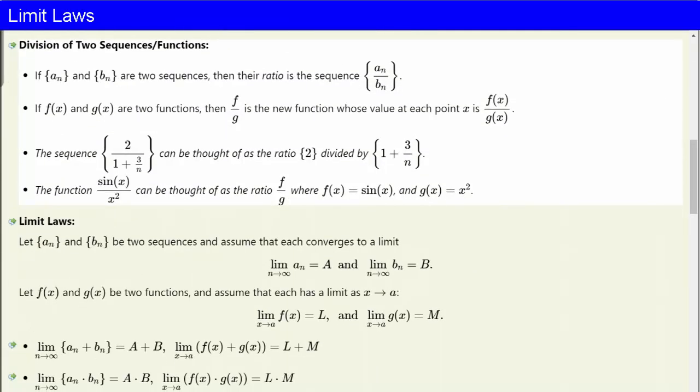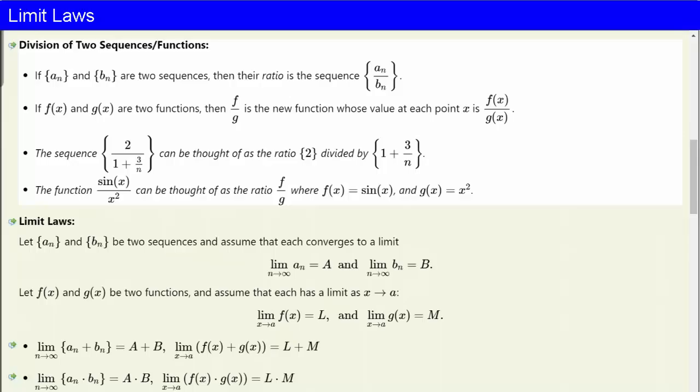Finally, division is defined in what by now should be the obvious way. If a_n and b_n are two sequences, then their ratio is the new sequence whose nth term is a_n over b_n. If f(x) and g(x) are two functions, then f over g is the new function whose value at each point x is f(x) over g(x). For example, the sequence 2 divided by (1 plus 3 over n) can be thought of as the ratio of the sequence which is constant at the value 2 divided by the sequence with the nth term 1 plus 3 over n.